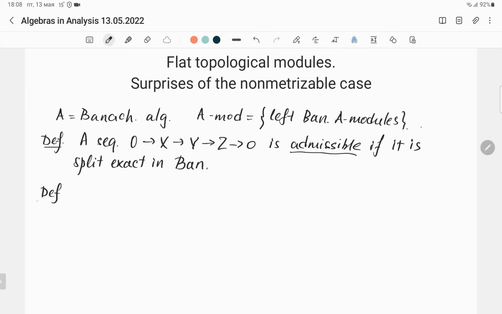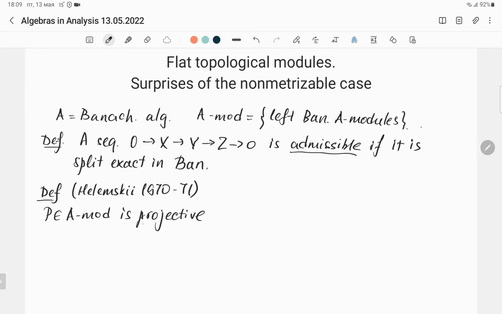And let's now recall the following definition due to Helemskii. We say that a left Banach A module P is projective if the following functor of morphisms, where P is in the first argument. So this functor is defined on the category of left Banach A modules, and it is exact in the sense that it takes admissible sequences of left Banach A modules to exact sequences of vector spaces.